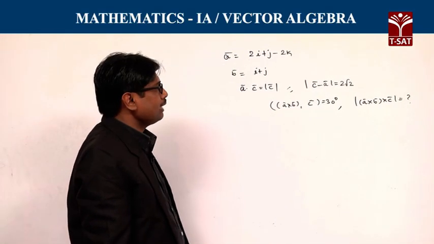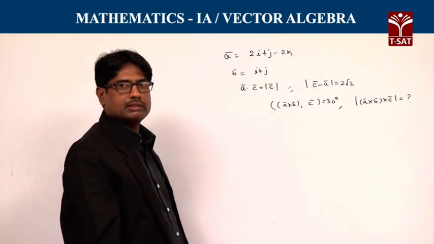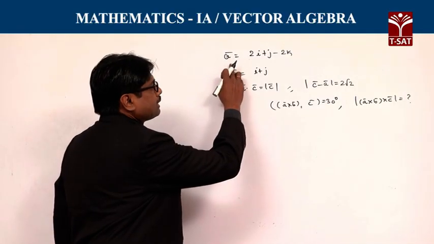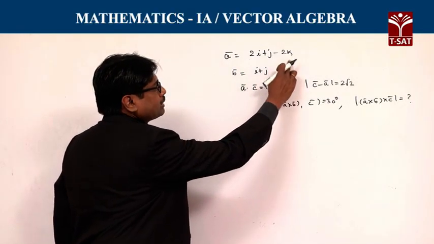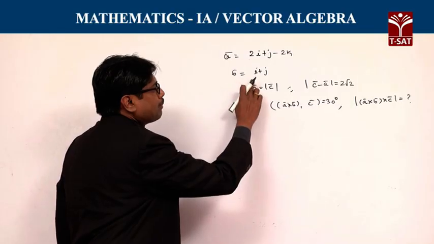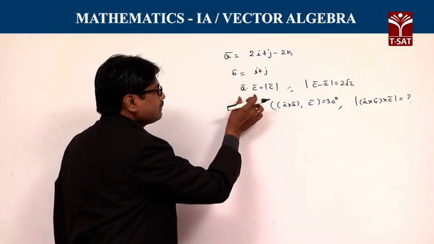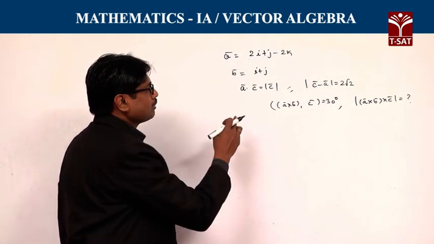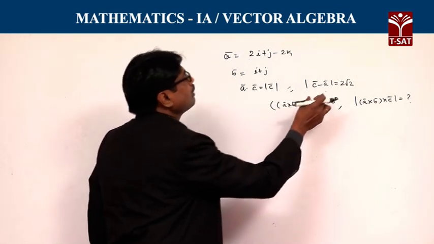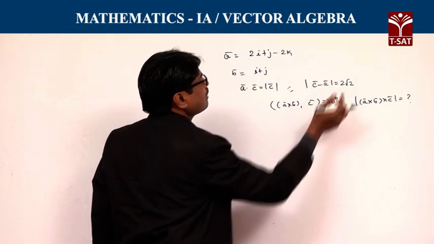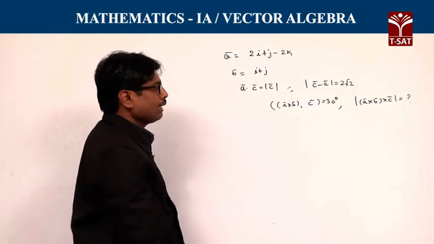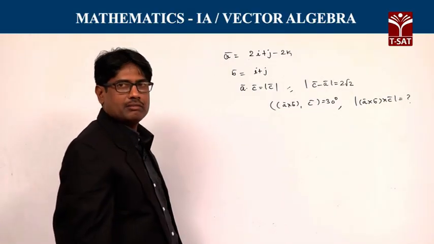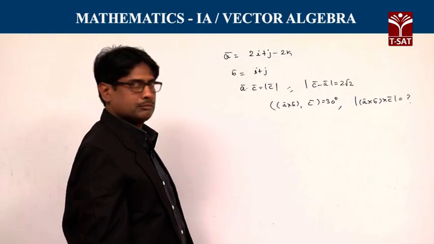Relation between dot and cross as well as the product of the 3 vectors here. Okay, the vector a bar is equal to 2i bar plus j bar minus 2k bar. B bar is i bar plus j bar, and it satisfies a dot c equal to mod of c bar, and mod of c bar minus a bar will be 2 root 2, and the angle between a cross b and c bar is 30 degrees. Then the value of the magnitude of a cross b cross c.